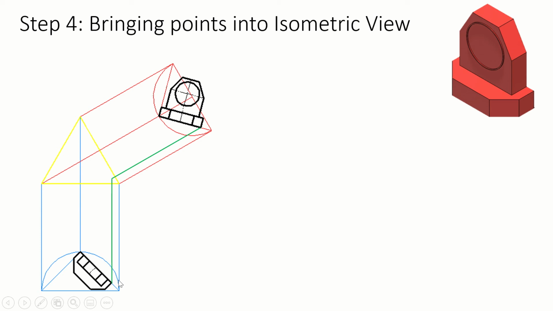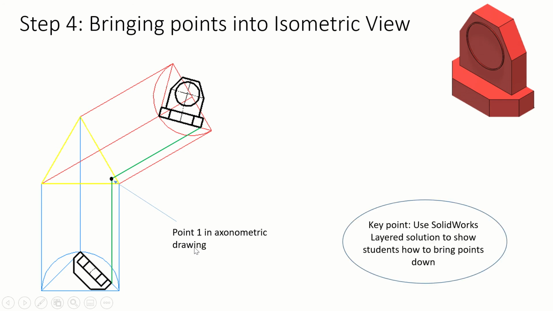So we can see here, we began by bringing this point up, and we got the same point in the elevation and brought it down. So this is the point we're given. This is point 1 in our axonometric drawing. So this is just another key point. You can use the SolidWorks layered solution to show the students how you bring the points down. The layered SolidWorks solution will also be in the OneDrive.